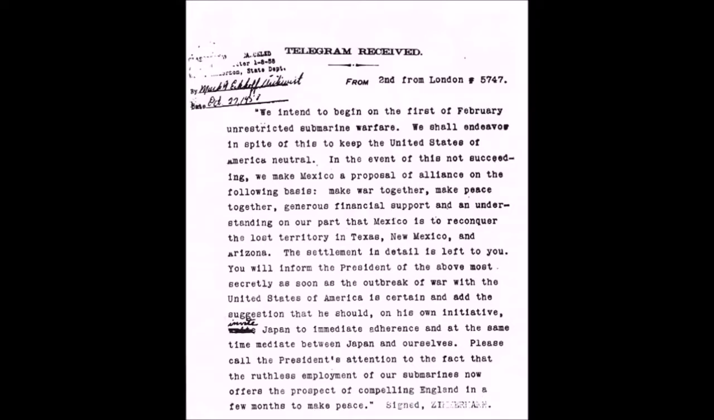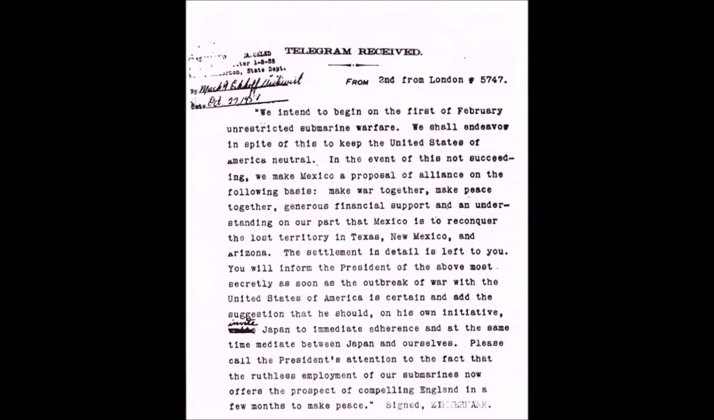So they didn't want America to get involved in the war. They wanted America to stay neutral. "In the event of this not succeeding, we make Mexico a proposal of alliance on the following basis. Make war together, make peace together, generous financial support, and an understanding on our part that Mexico is to reconquer the lost territory in Texas, New Mexico, and Arizona."